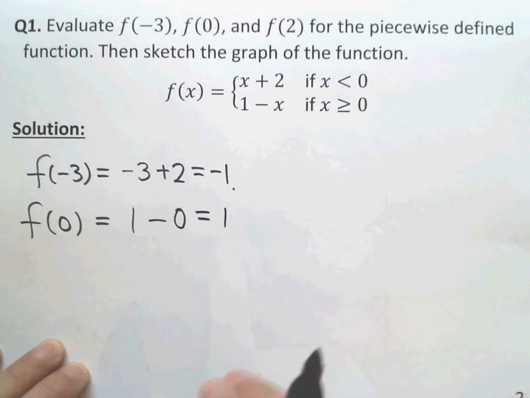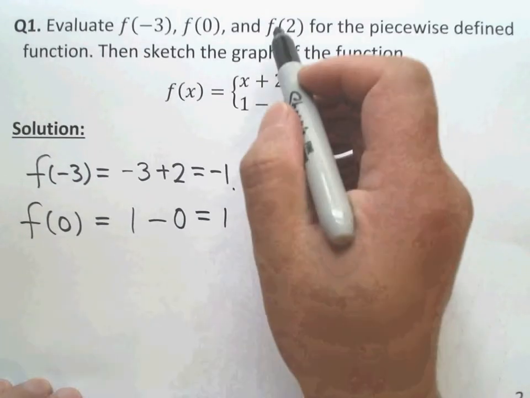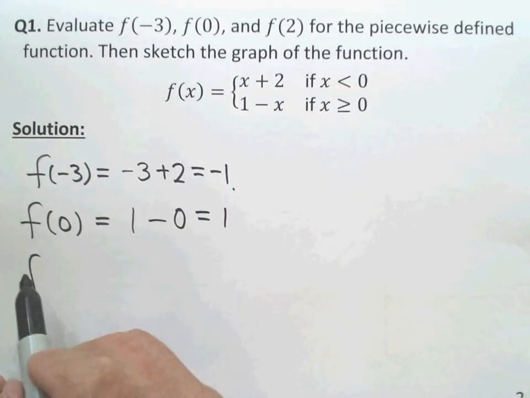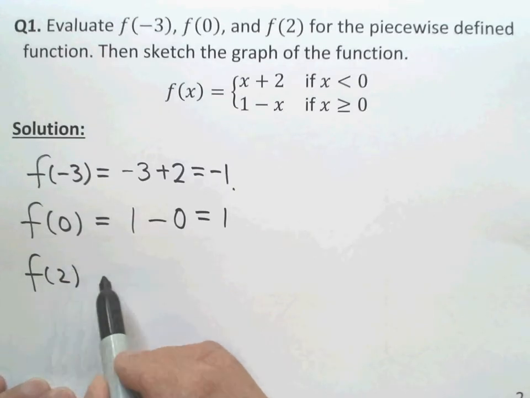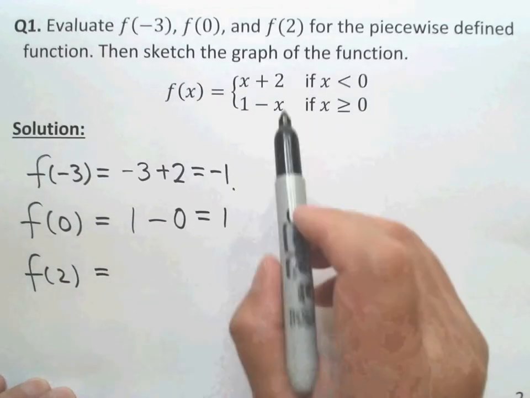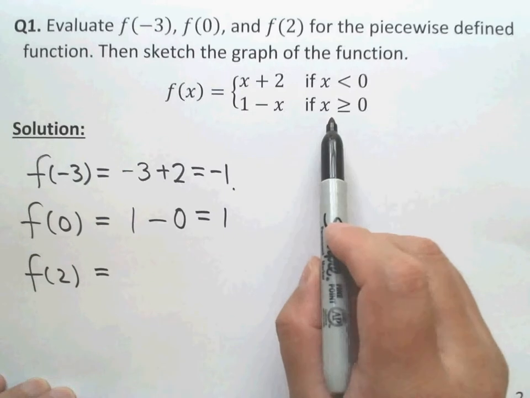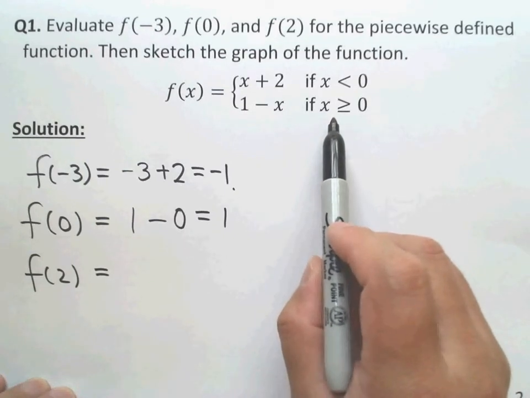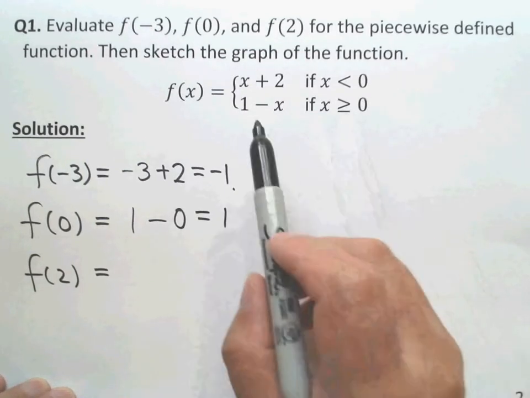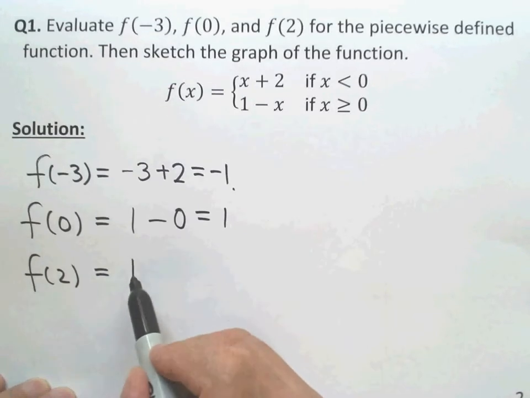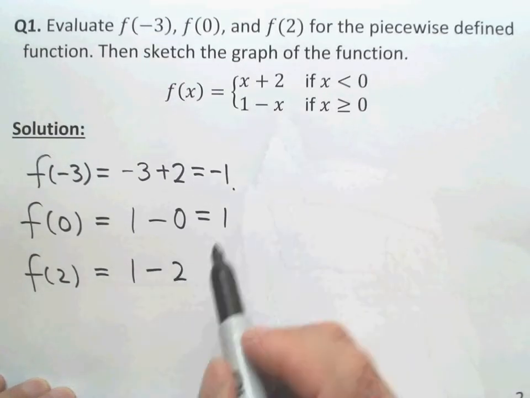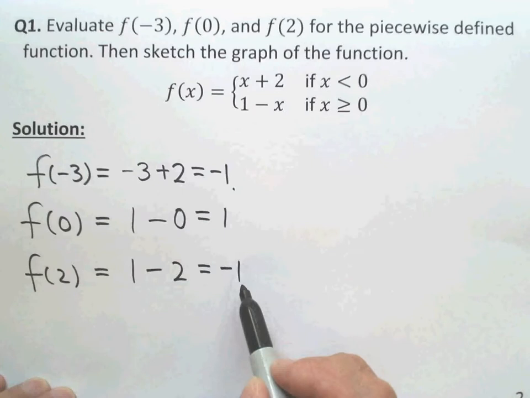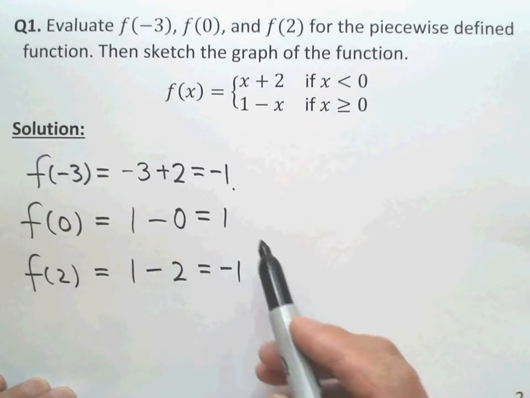And the last one is 2. f at 2 equals how many? When x equals 2, this time we also use the second piece, because x is greater than 0. So 1 minus 2, the second piece. What do we get? We get -1. So we have finished the first part.